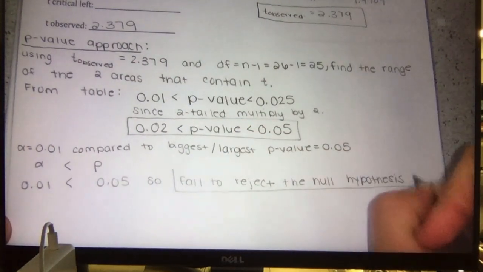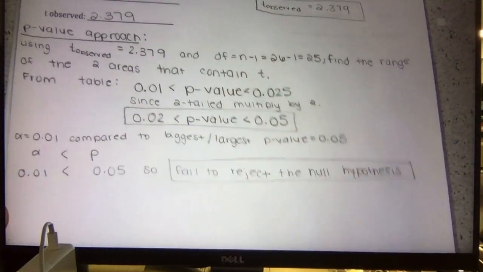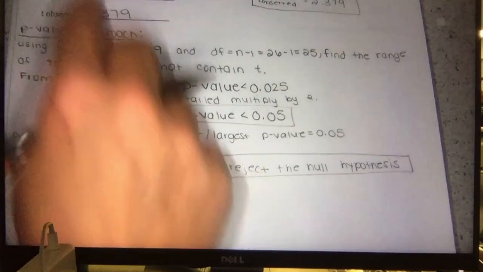That's for critical left and right. No, that's just our answer. We're going to do the critical thing left next to me. Oh, okay.